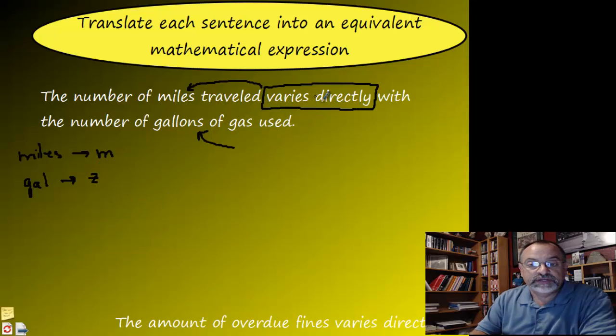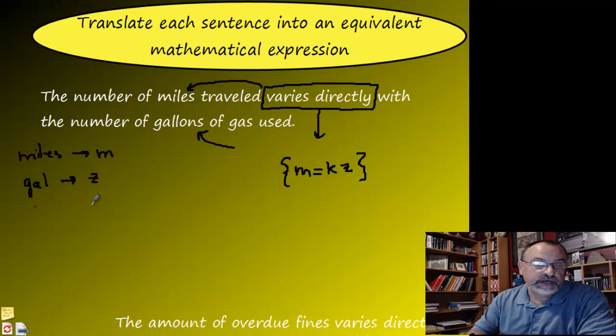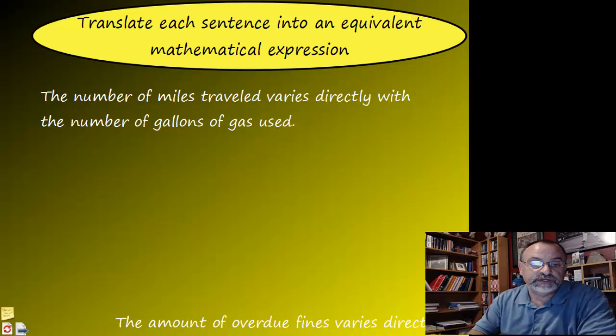So my equation, I translate this as y equals kx. Miles traveled, I'm using m for that. Gallons, I'm using z. So here's my equation: m is equal to kz. And again, you can use any letters that you'd like, but that's really what it comes down to, recognizing that phrase in a problem.